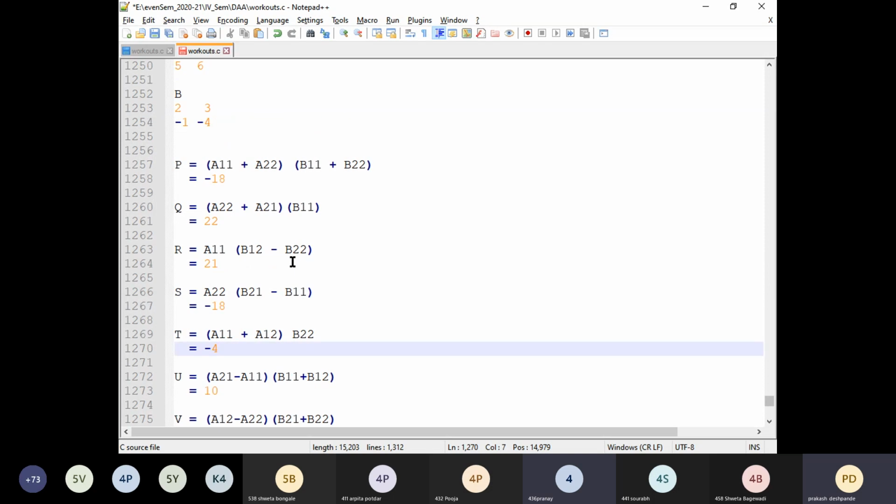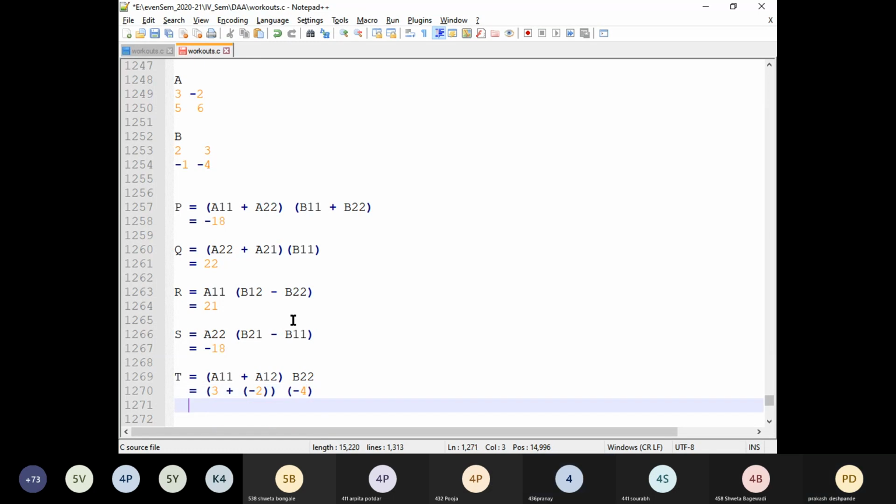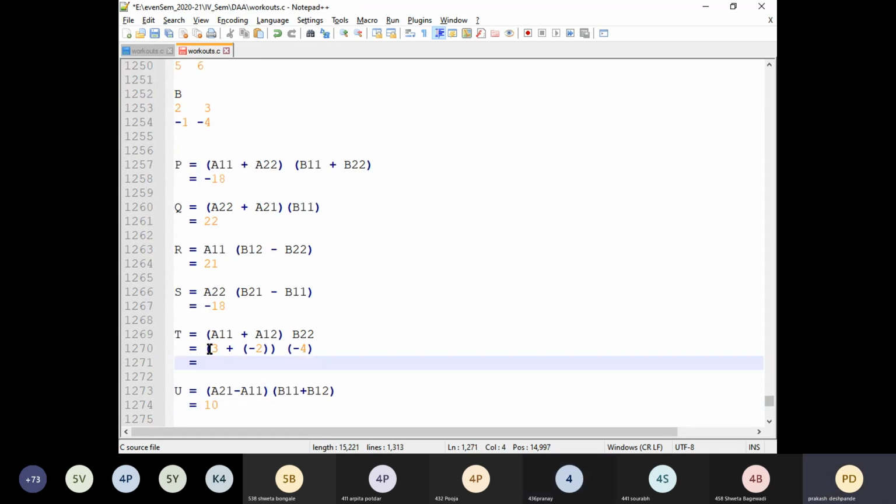Okay, let's solve it if there are confusions. Pranay, tell what is the value of A11? 3, sir. Then plus A12, minus 2, right? Then multiplied by B22. So B22 is how much? B22 is minus 4, sir. Correct? Now, which is the operation you have to perform first? This one. So what is the answer of this?